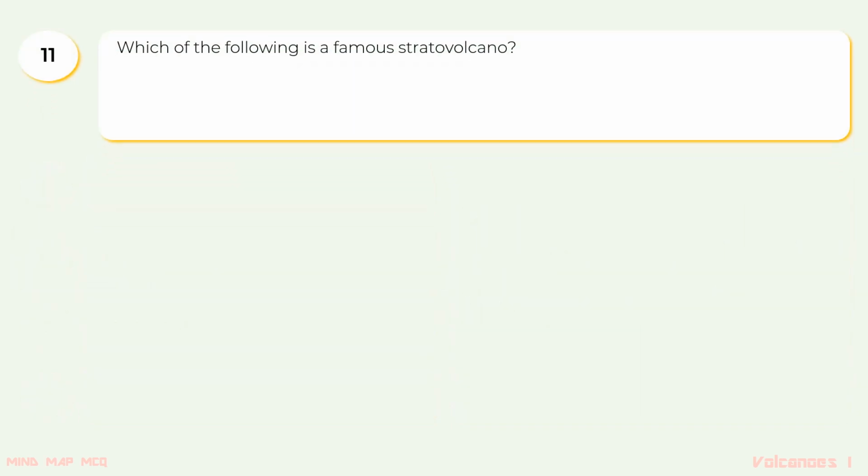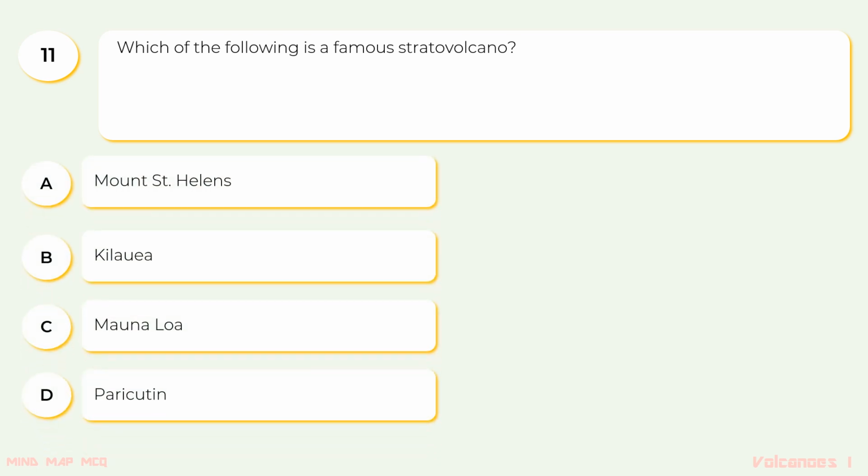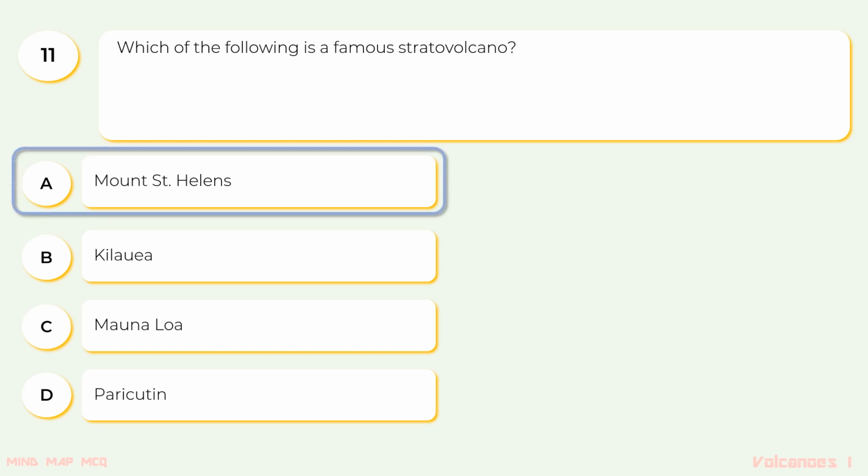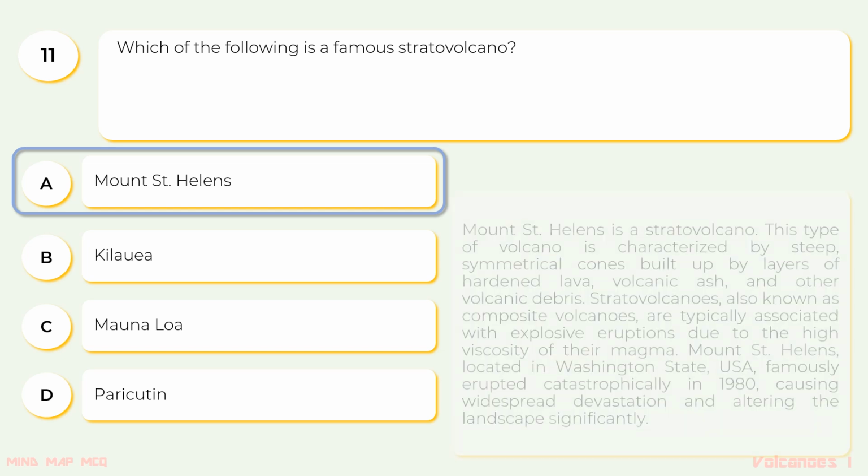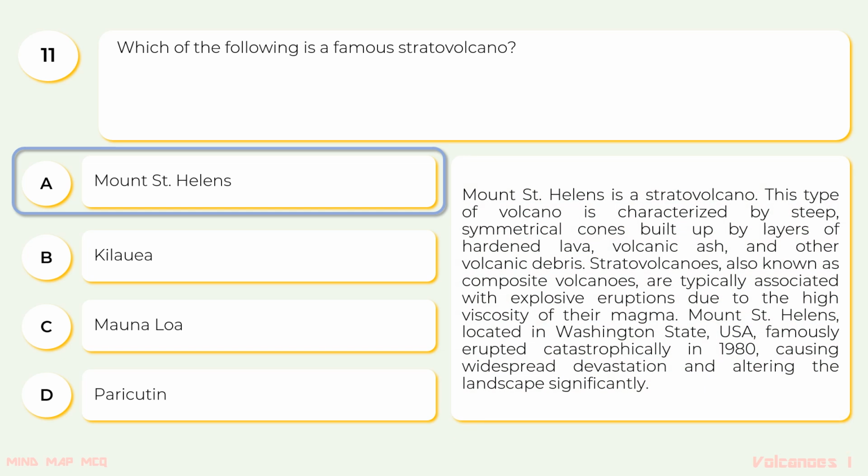11. Which of the following is a famous stratovolcano? The options are A. Mount St. Helens, B. Kilauea, C. Mauna Loa, D. Paricutin. The correct option is Mount St. Helens. Mount St. Helens is a stratovolcano.